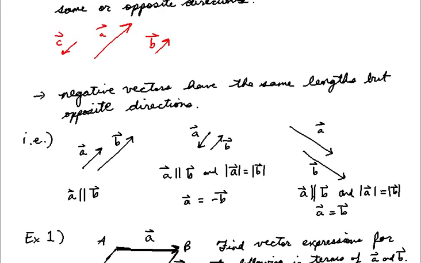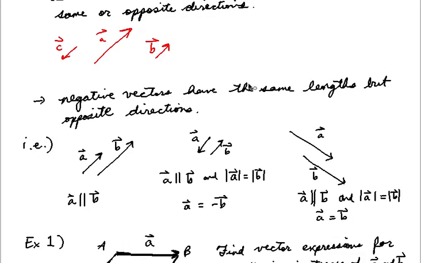Negative vectors have the same lengths, but opposite directions. So, for instance, I have vector A, and this vector then would be minus vector A. They have the same lengths, but one is going in the opposite direction, so we say it's negative A.